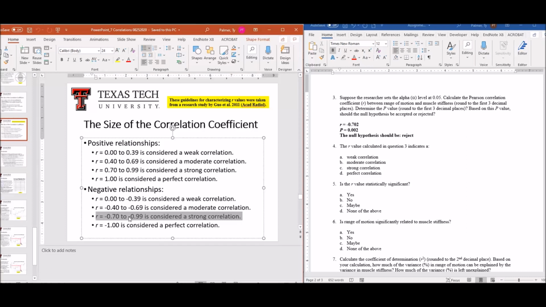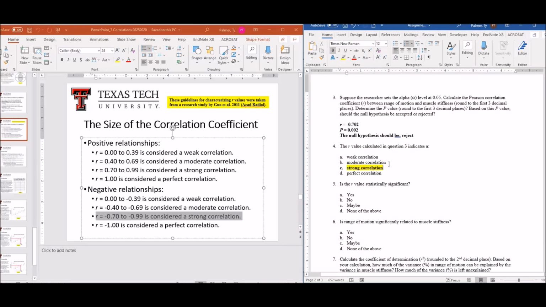So what would my answer be? An R value that falls within this range is considered a strong correlation. It indicates a strong correlation. To answer this question, the R value calculated in question 3 indicates a strong correlation. I'm going to select this one, C. That's going to be my answer here.